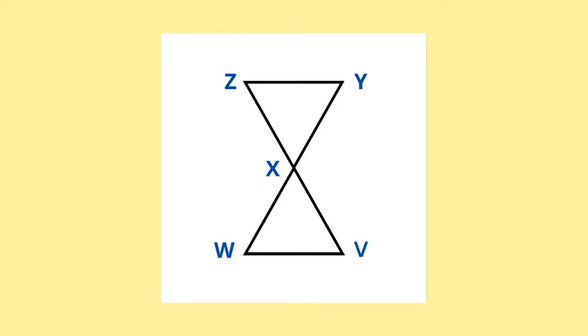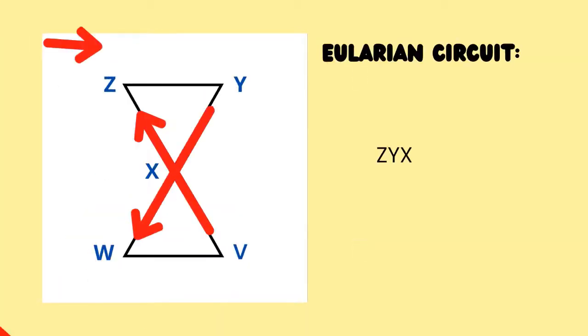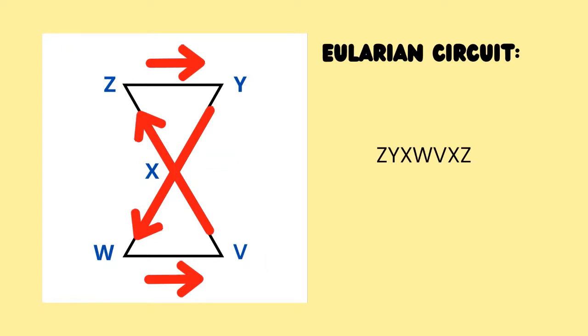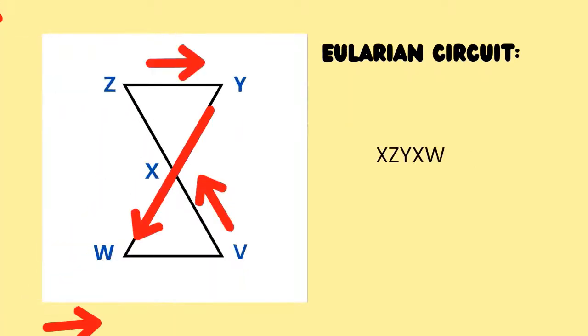A Eulerian circuit that exists here is Z, Y, X, W, V, X, Z. Another would be X, Z, Y, X, W, V, X. Notice that it used all the edges, none are repeated, and it started and ended with the same vertex.